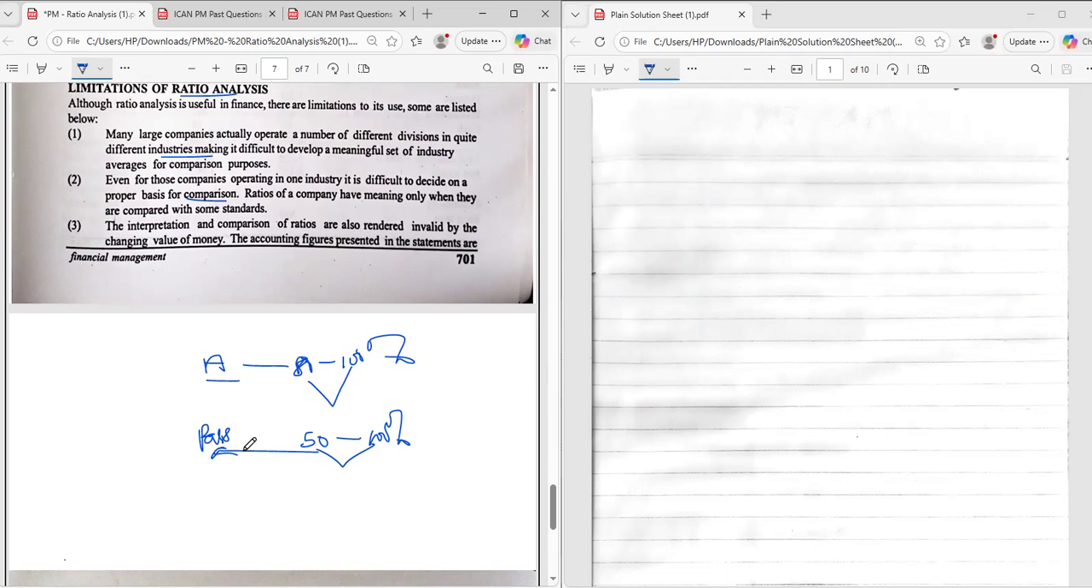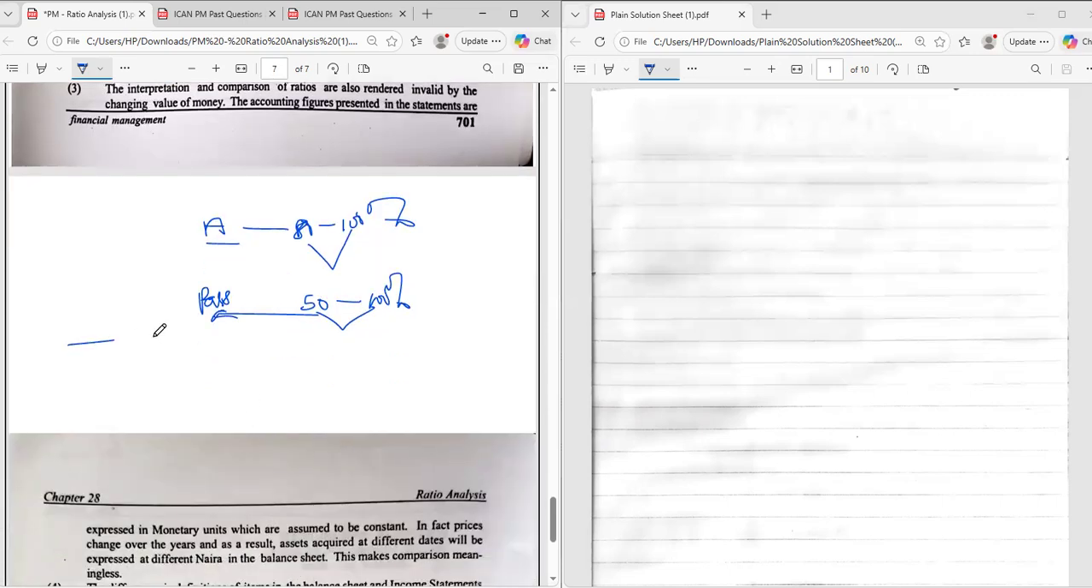When a company CFO has prepared ratios, what do I compare this ratio against? Now, there are different ways you can compare ratios. Number one, you can compare ratios against similar organizations in your industry. Similar organizations in your industry.